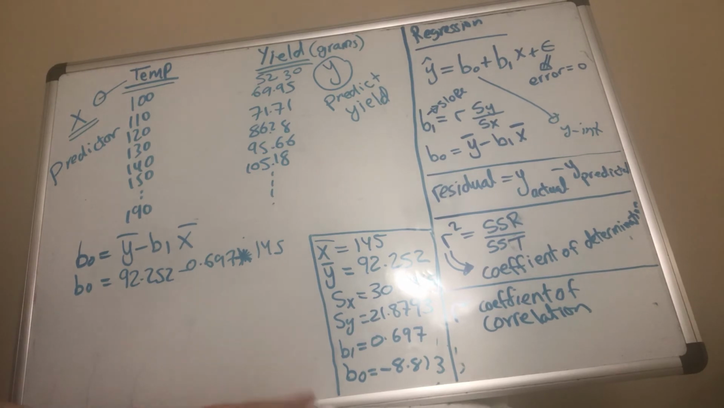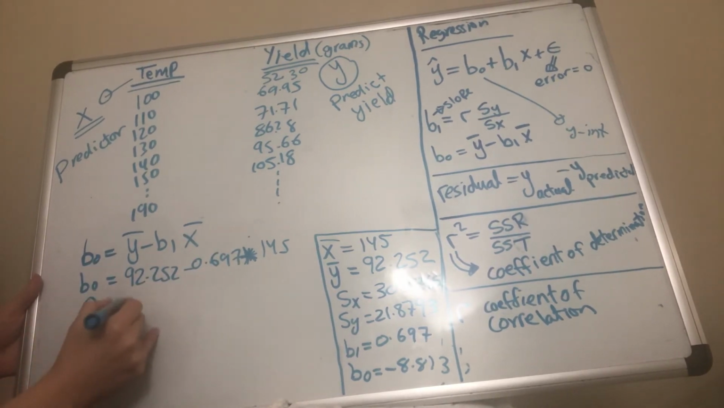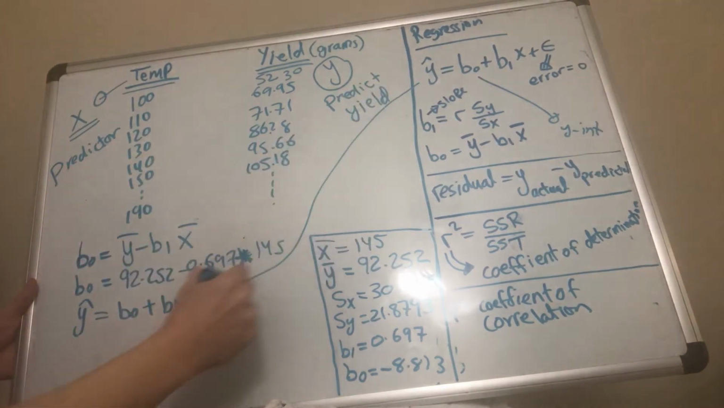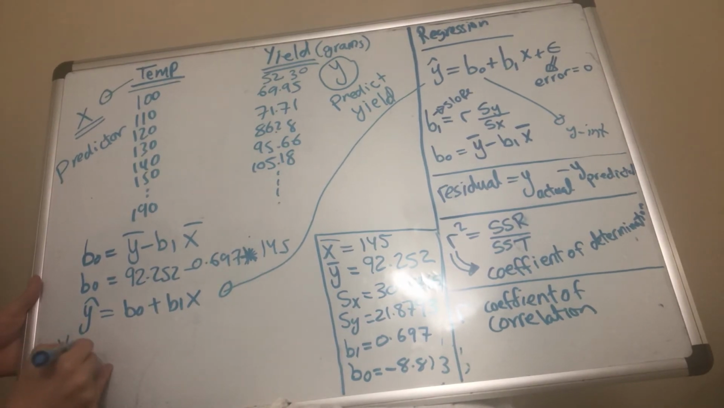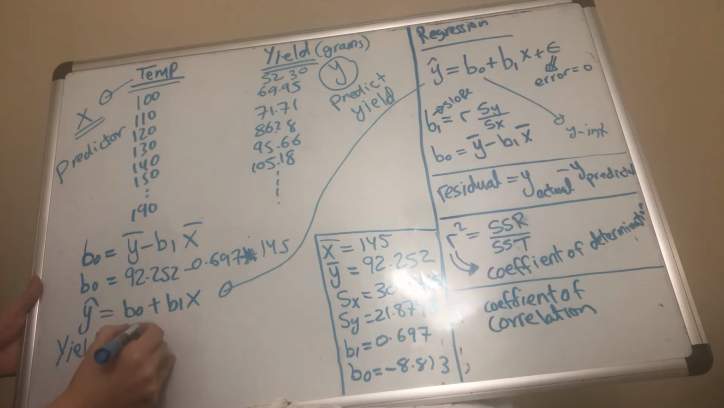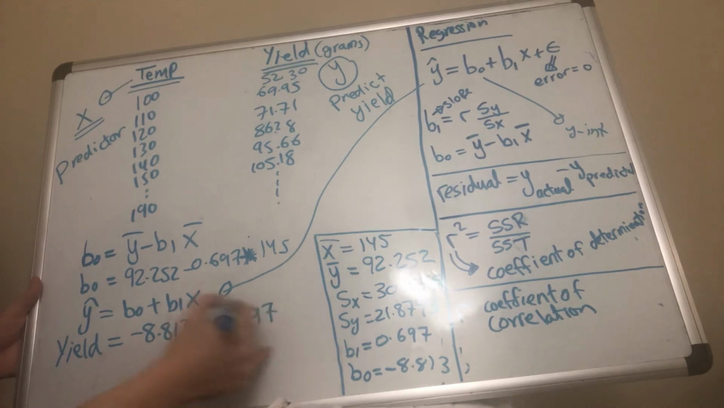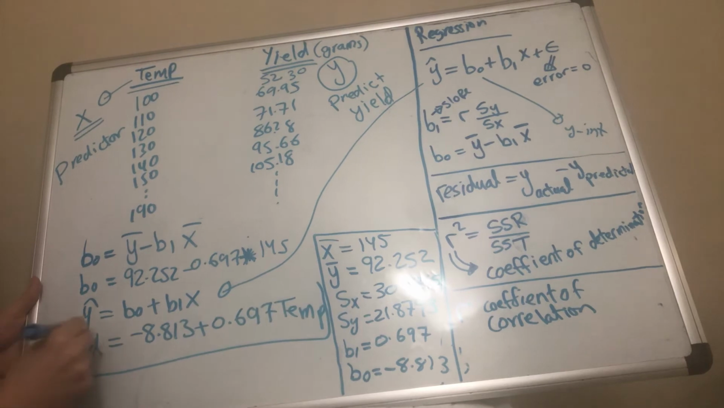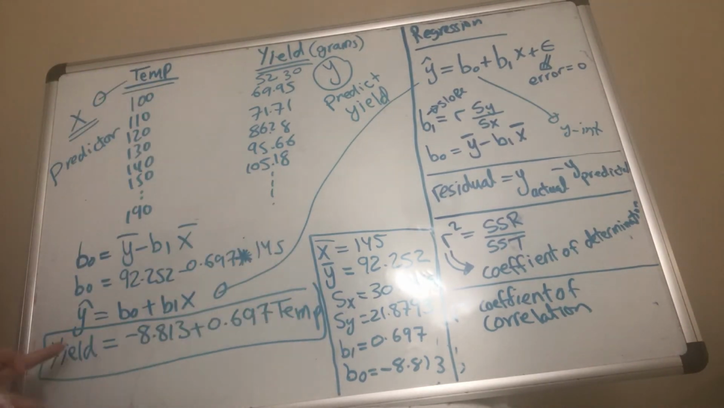So now I have the equation. Y hat equals B0 plus B1x. This is the general equation. So that means that yield equals B0 plus slope times x, temperature. So this is the regression equation we're trying to establish that relates temperature to yield.